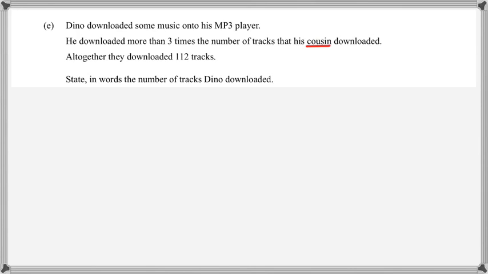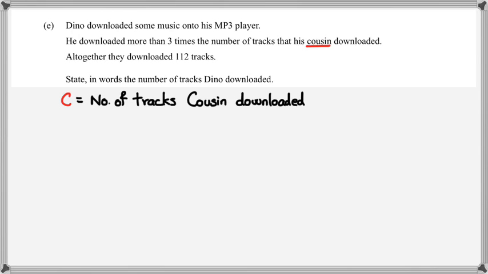The first thing I want to do is look at C. I'm going to say C is the number of tracks his cousin downloaded, because that's my starting point. Now I can see that Dino, whatever you want to call him or her, doesn't matter, downloaded more than 3 times. Actually, sorry, Dino downloaded 3 times the number of tracks his cousin downloaded. So we've got D, I'm going to use D for Dino, is 3 times the number of tracks his cousin downloaded.